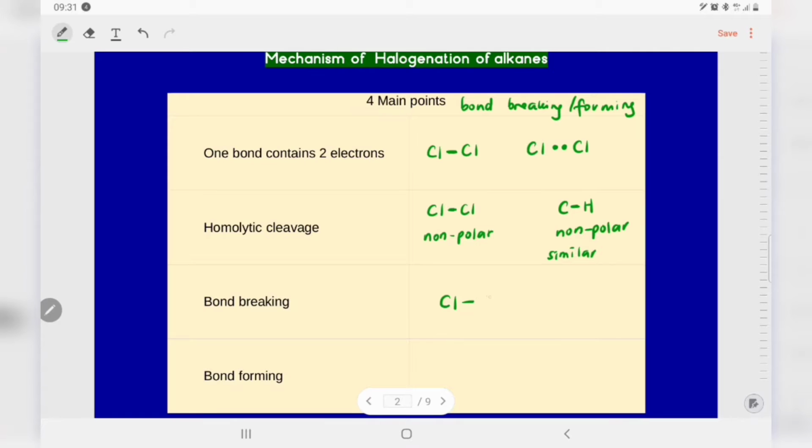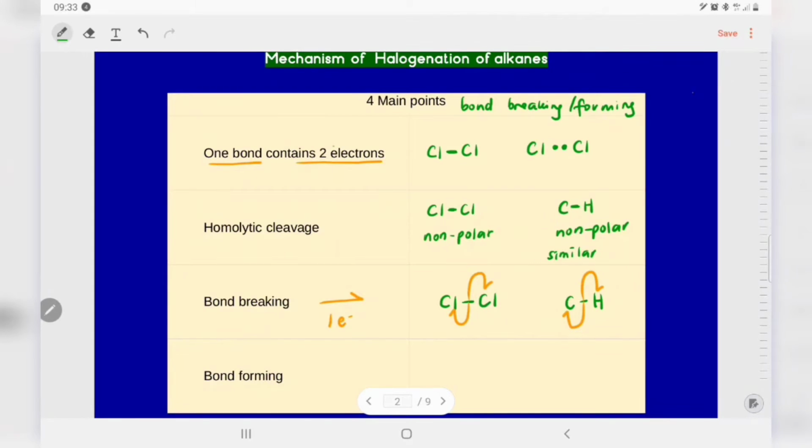If we break the bond between 2 Cl, as we know from the first point, one bond contains 2 electrons. So when the bond breaks, the 2 electrons are divided between both atoms. 1 electron will move to the right chlorine, and 1 electron will move to the left chlorine. A single-headed arrow represents 1 electron moving. So when the bond breaks between C and H, also 1 electron moves to the H, and 1 electron moves to the C.